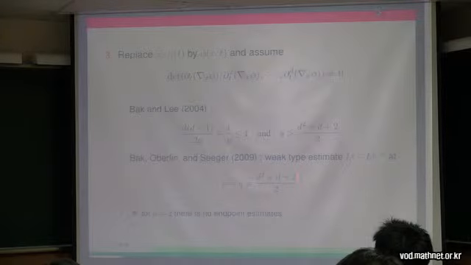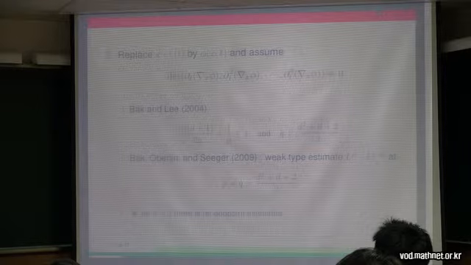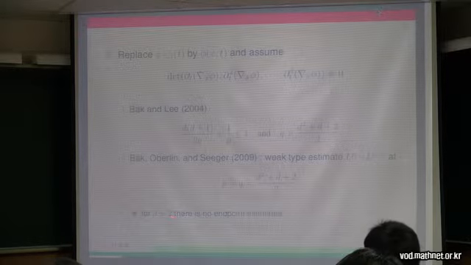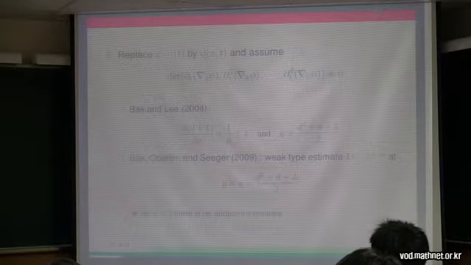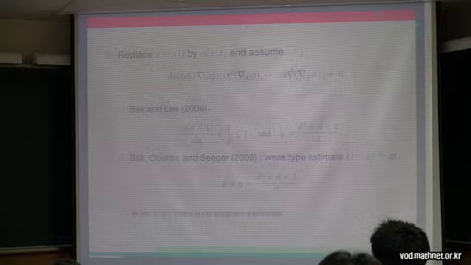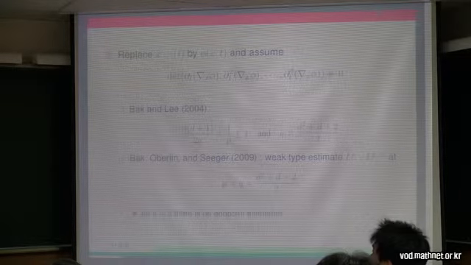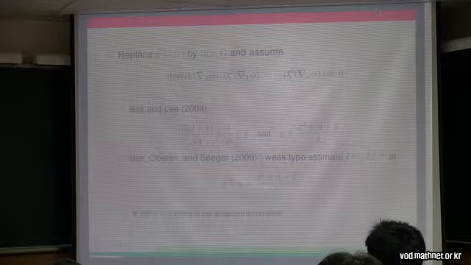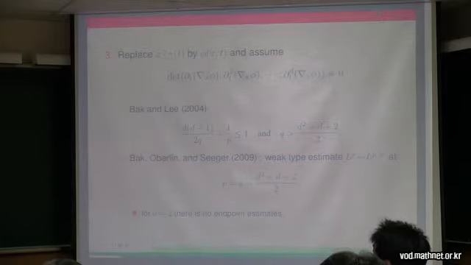at the endpoint. So usually when d is equal to 2, there is no endpoint estimate, but in the higher dimensional case, they found that there is a weak type estimate, and that estimate is very sharp. What do you mean by that? So the Lorentz exponent cannot be lowered. Yes, the Lorentz exponent cannot be improved. Right.